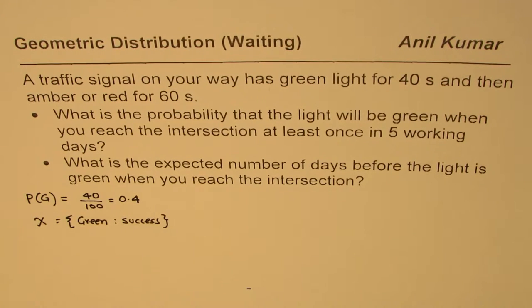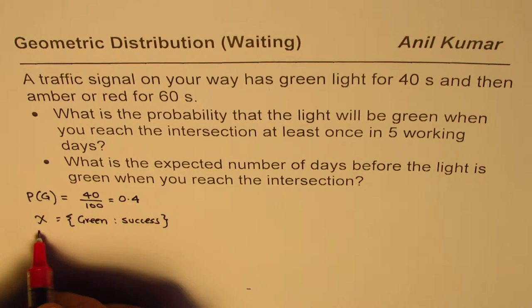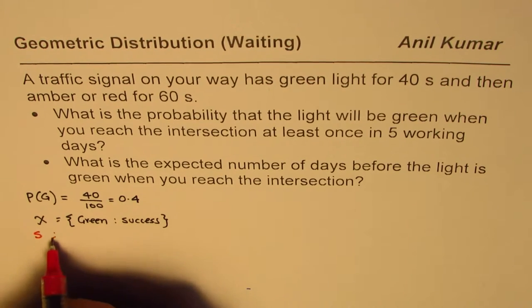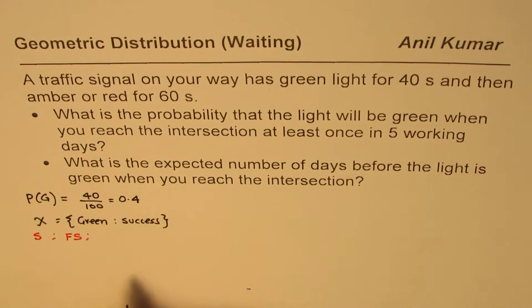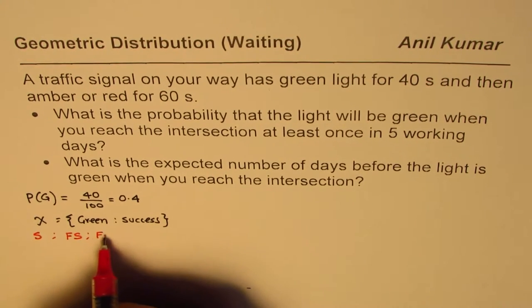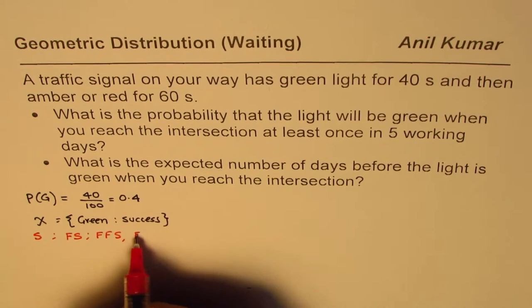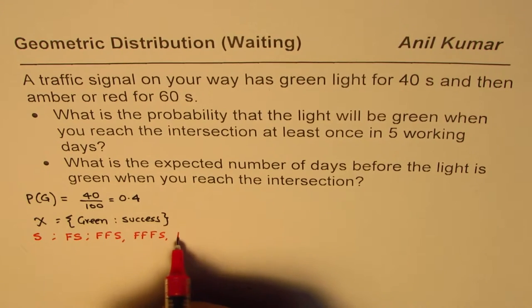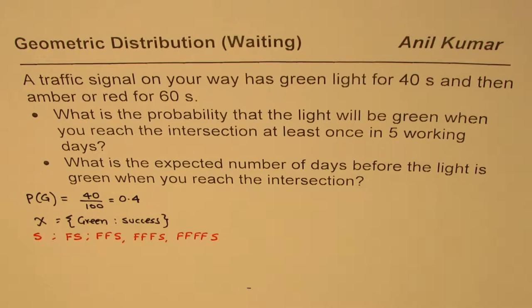Now, what are the scenarios? It could be green on the first day, right? So let's say it is success on the first day. And it could be green on the second day. In that case, we'll have a failure on the first day and success on the second day. It could be green on the third day. That means two failures and then a success. Similarly, on the fourth day, it'll be three failures and then a success. And on the fifth day, it could be four failures and then a success. So these are all the combinations.